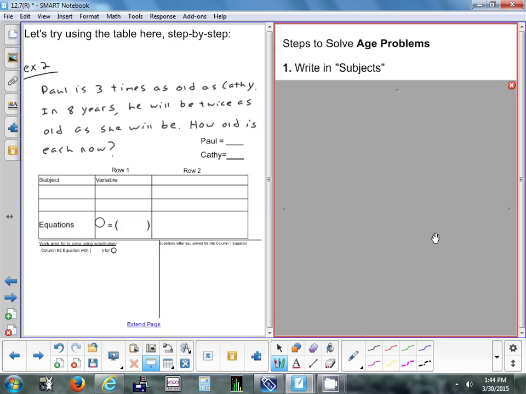All right. So I'm going to read the whole problem first. Paul is 3 times as old as Kathy. In 8 years, he'll be twice as old as she will be. How old is each now? So first thing we want to do in our column right here, we're on step 1 right now. First step is going to be write in the subjects. So right next to number 1, we want to put write in subjects.